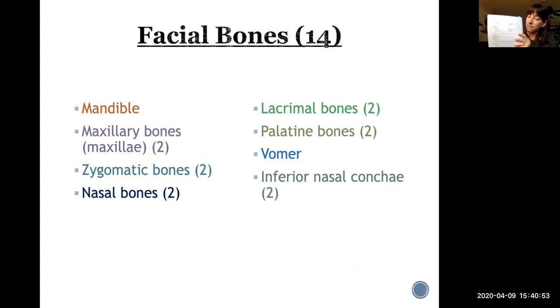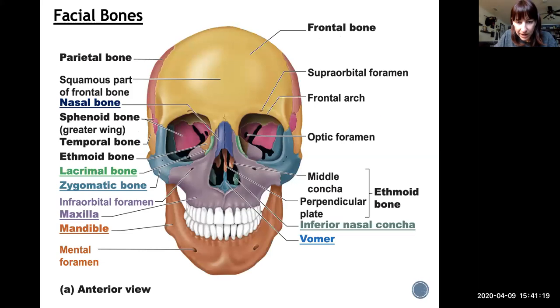For the maxilla, please cross out the zygomatic process, since we already talked about it in terms of the temporal bone. We're going to keep it as a marking of the temporal bone. And the alveolar process, which again is where your teeth connect to your maxilla. So it's like the ridge right here. This is the alveolar process, but you don't need to know it.